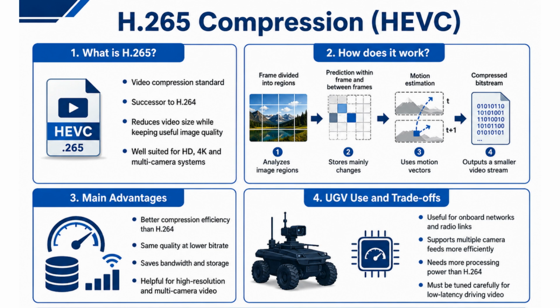It works by dividing each frame into flexible image regions, predicting repeated information within the same frame and across consecutive frames, and using motion vectors to describe movement. The remaining data is then converted into a smaller compressed bitstream. The main advantage of H.265 is better compression efficiency. It can deliver similar image quality at a lower bitrate, which helps reduce bandwidth and storage requirements.